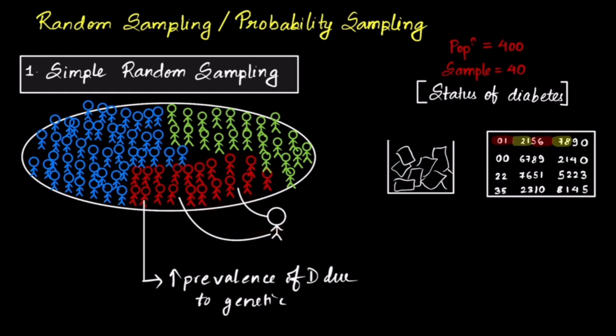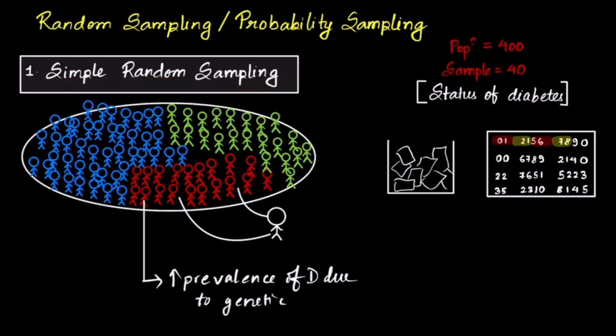That would mean most of the individuals in his sample would be diabetic, and the status of diabetes from his study for the community would come out to be higher than it actually is, making the sample highly unrepresentative of the population. So instead of applying the convenience method, which makes the sample highly unrepresentative, it's best to choose individuals at random. And the simplest method to do that is simple random sampling.